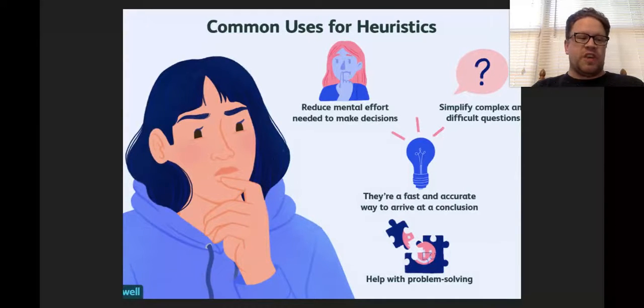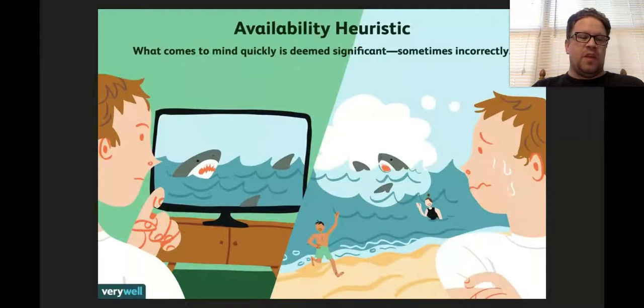Now, there are various types of heuristics, like availability heuristics, representative heuristics, and affect heuristics. Availability heuristic involves making decisions based upon how easy it is to bring something to mind. So if you've seen things about shark attacks on TV, and then you're at a beach and you see a shark, it's going to be very easy for you to be like, maybe don't go in the water.